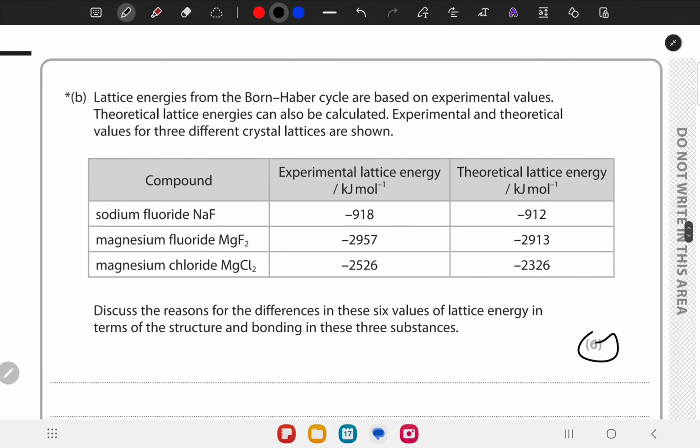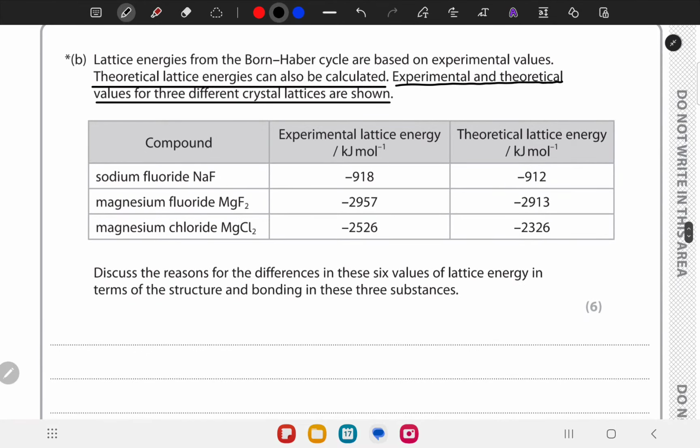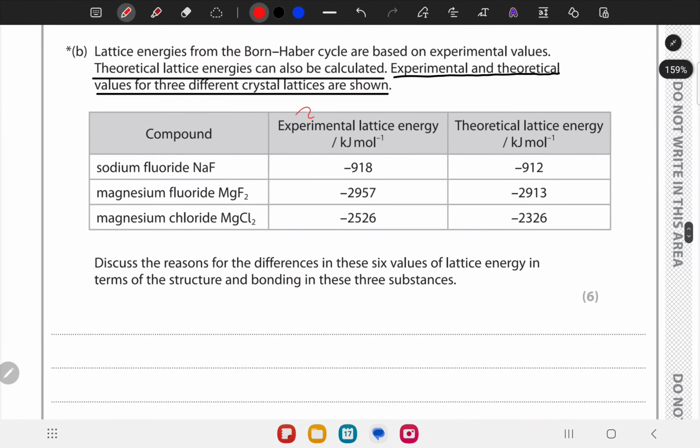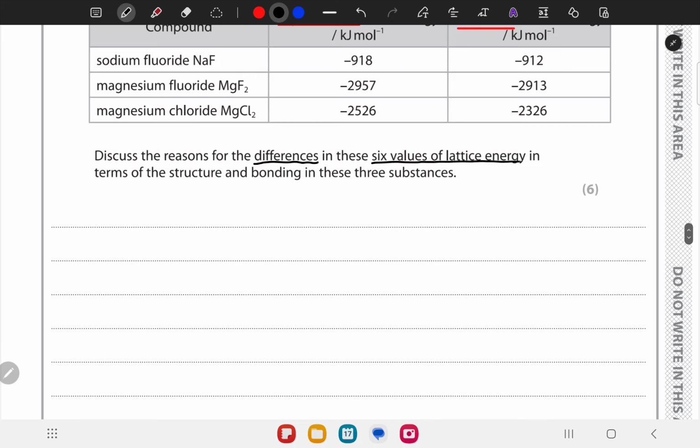Now we have our 6 marker over here. We're told that lattice energies from the Born-Haber cycle are based on experimental values. Theoretical lattice energies can also be calculated. Experimental and theoretical values for 3 different crystal lattices are shown. So sodium fluoride, magnesium fluoride, and magnesium chloride. We're given the experimental and the theoretical lattice energies. We have to discuss the reasons for the differences in the values in terms of the structure and bonding in these 3 substances.